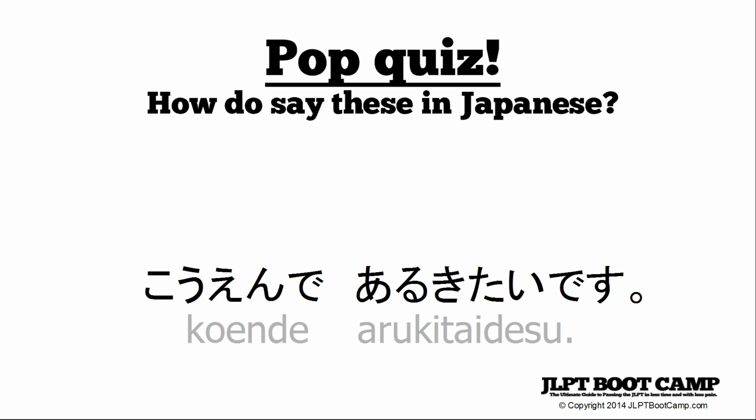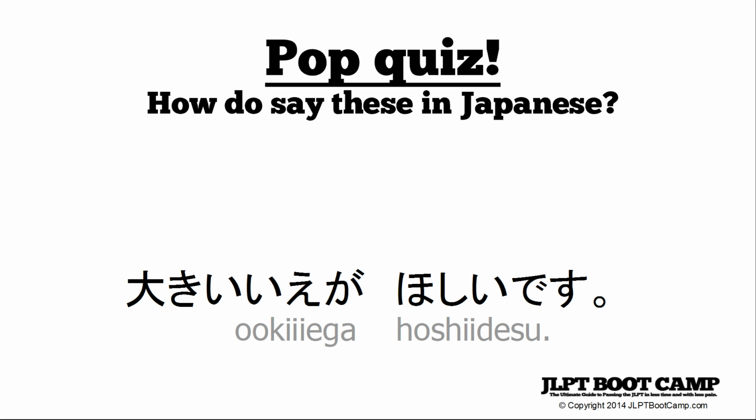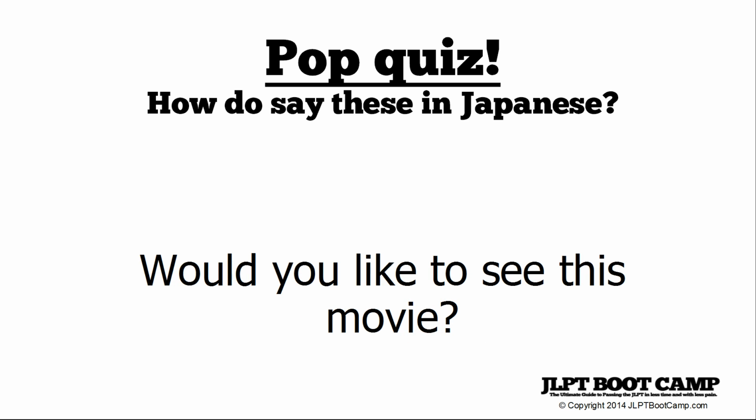And next one, I want a big house. Oki ie ga hoshii desu. So oki is big, ie is a house, ga is the subject marking particle, and hoshii desu. Again, hoshii needs that ga particle. It's a little strange. Beware, it's not the o particle, it's not the object marking particle, it's the subject marking particle. And last one, would you like to see this movie?